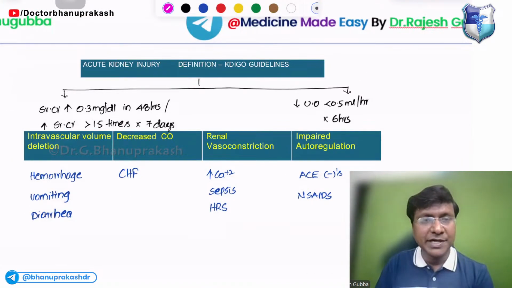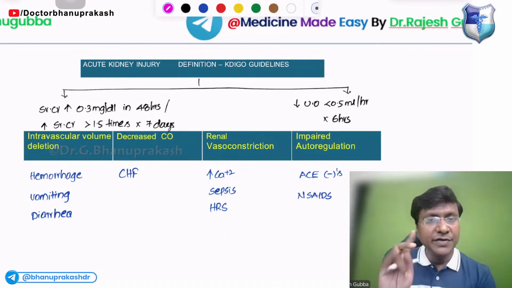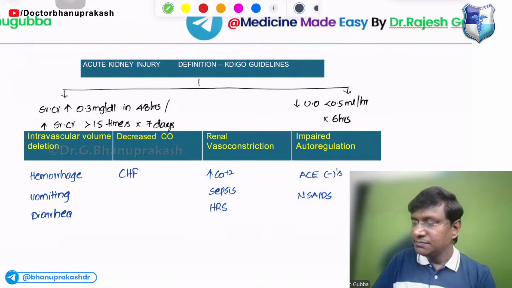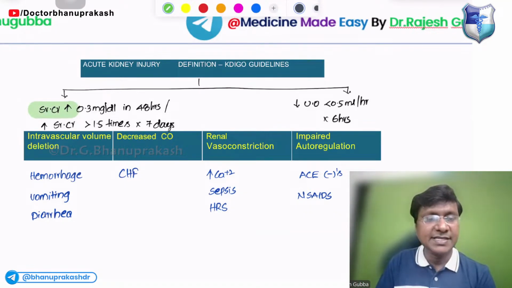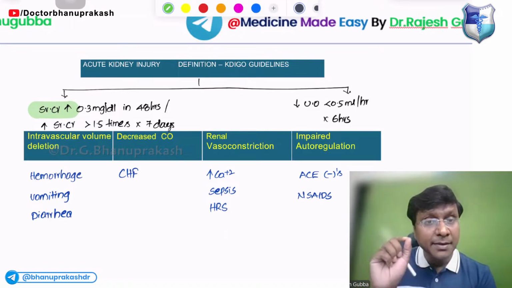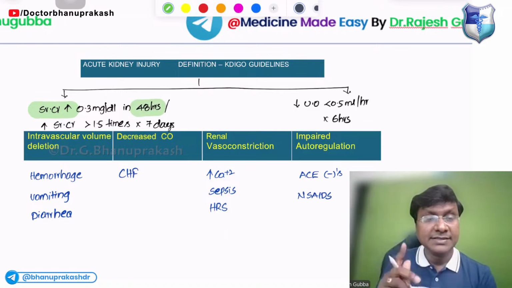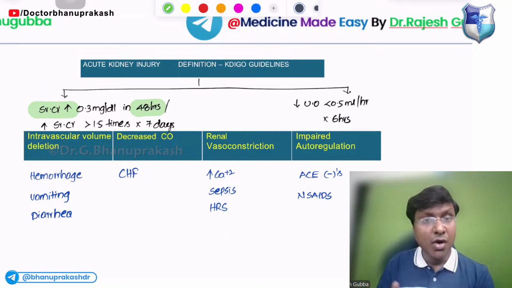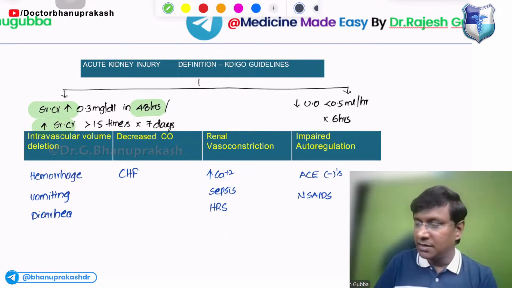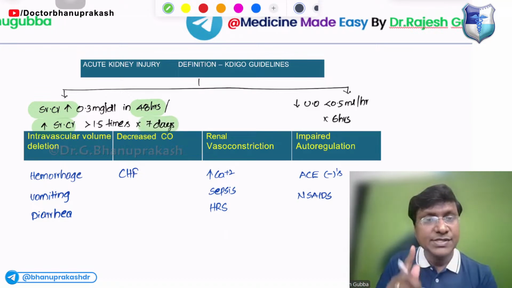What is the definition of acute kidney injury first? Acute kidney injury, we define it by 2 points. One is rise in serum creatinine. Second one is decrease in urine output. The rise in serum creatinine will be more than 0.3 milligrams per deciliter within 48 hours, or the increase in serum creatinine will be more than 1.5 times the normal within 7 days. That is one parameter.